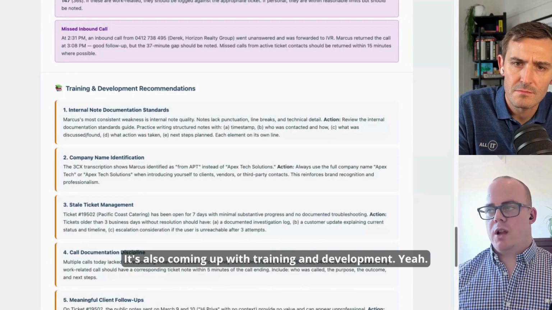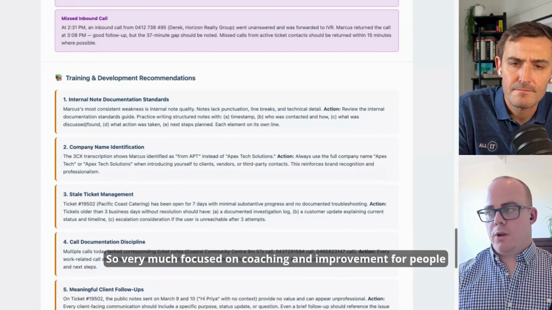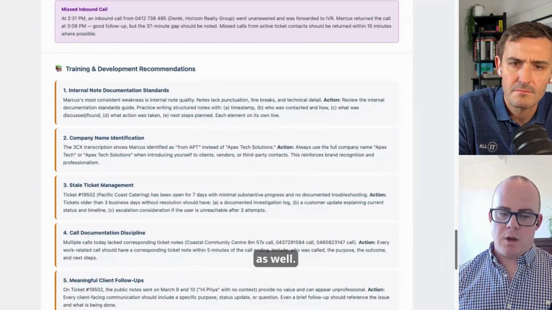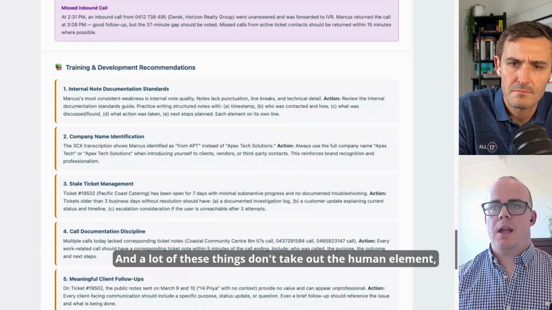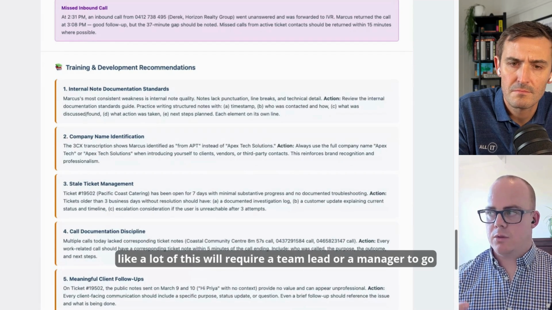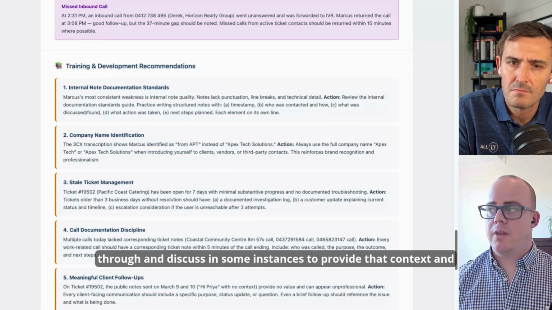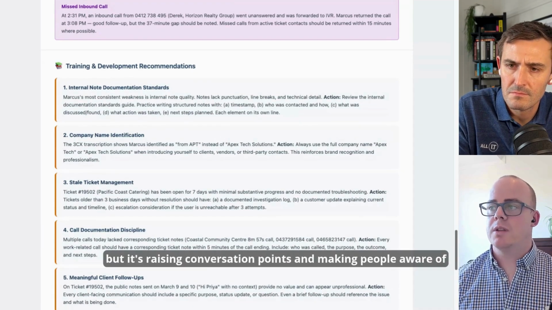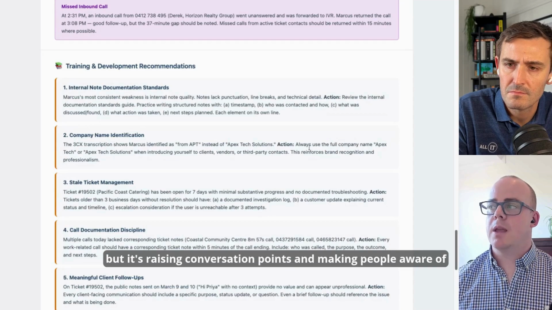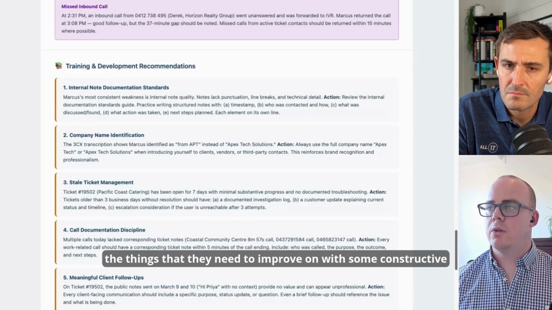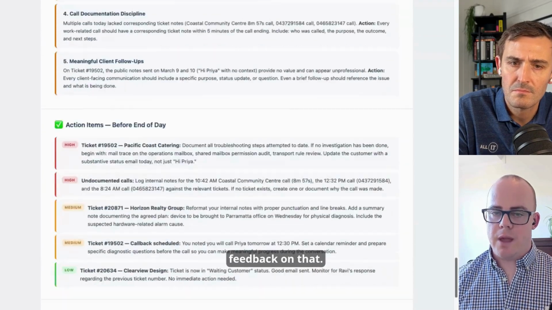It's also coming up with training and development recommendations, so very much focused on coaching and improvement for people as well. And a lot of these things don't take out the human element. A lot of this will require a team lead or a manager to go through and discuss in some instances to provide that context and to guide and coach, but it's raising conversation points and making people aware of the things that they need to improve on with some constructive feedback on that.